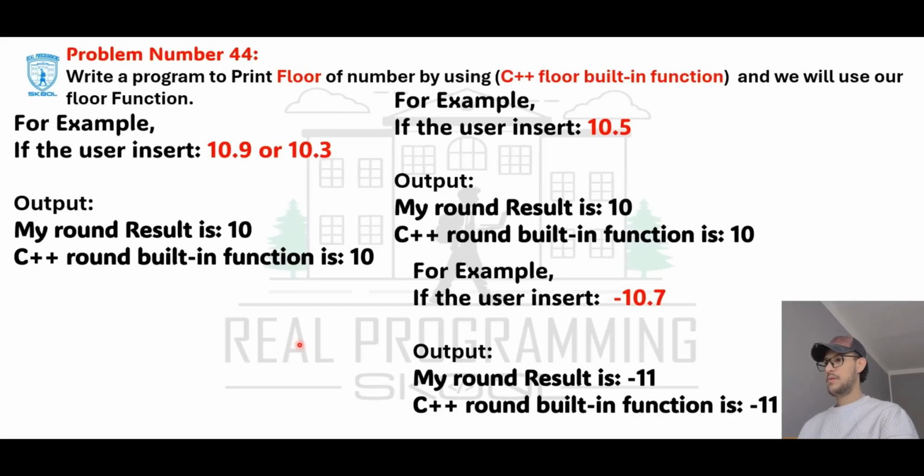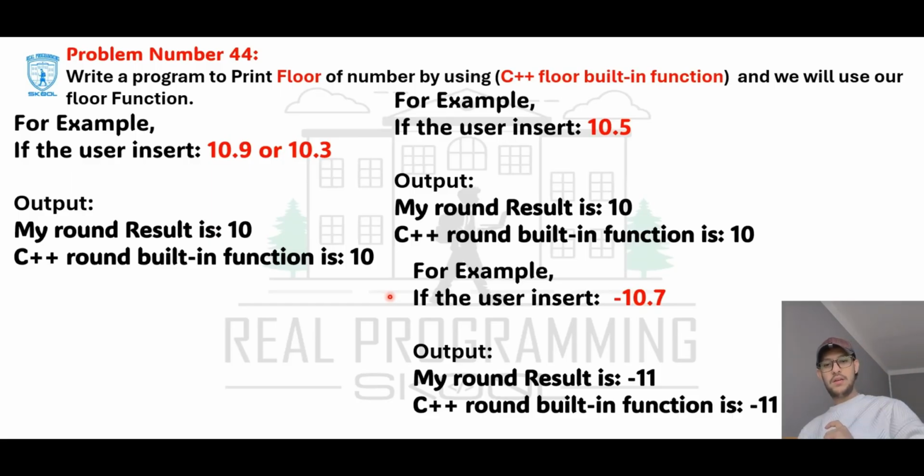Today we're going to have problem number 44. Write a program to print floor of number by using C++ floor built-in function. Okay, we'll use the C++ built-in function for flooring, and we will use our floor function that we create together. For example, if the user inserts 10.9 or 10.3, the result should be 10 because we do flooring for the number, even if it was more than 10.5, because with round 10.5 it will give us 11.